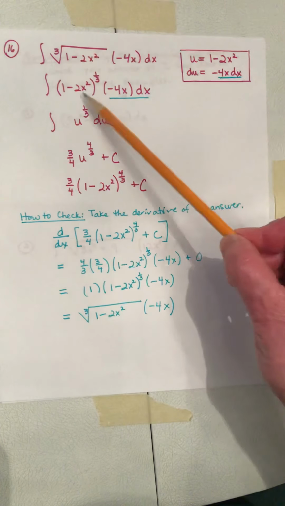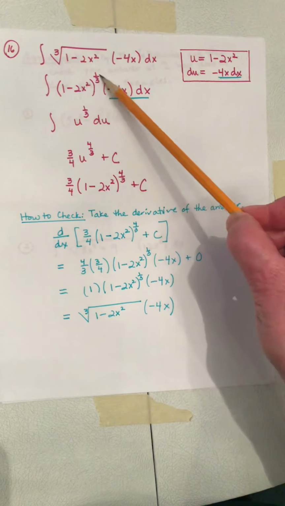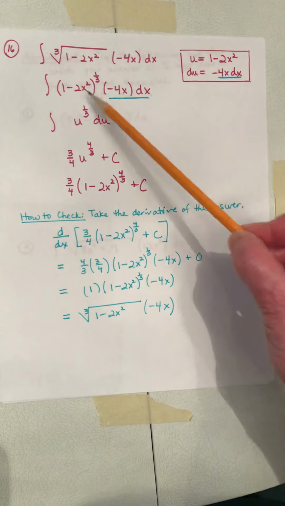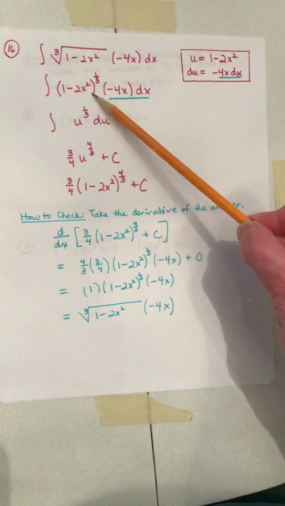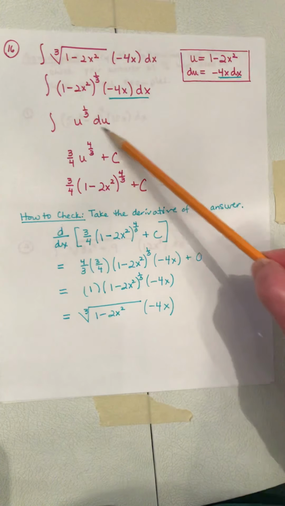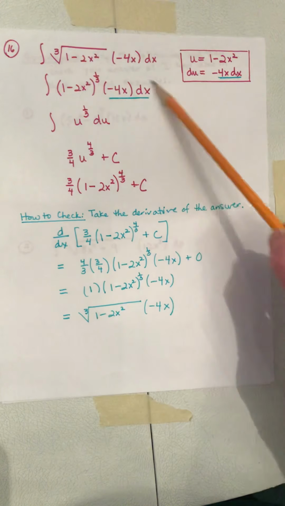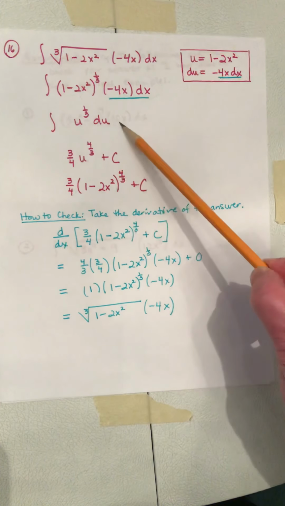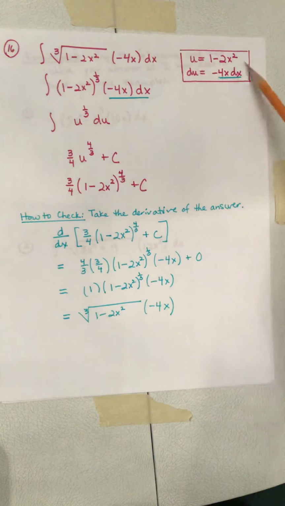Going back to our problem, I rewrote it as (1 minus 2x squared) to the 1/3 power times negative 4x dx. The 1 minus 2x squared gets replaced by u. So we're looking at u to the 1/3, and the du represents negative 4x dx, this part. So now we've rewritten the integral in terms of u, so that it represents the same thing as the original problem using this substitution.